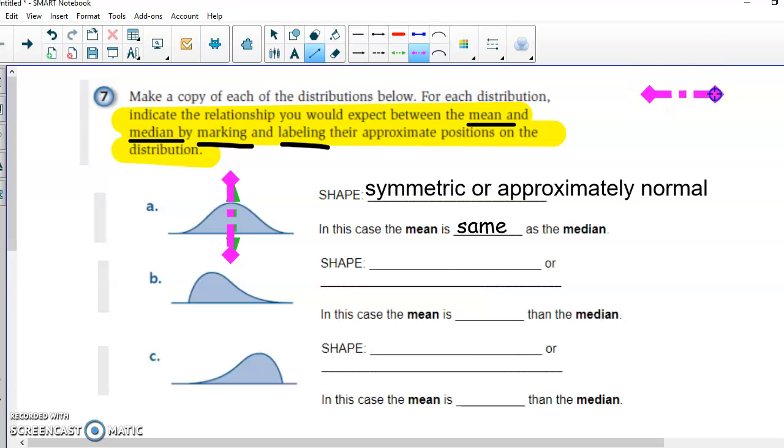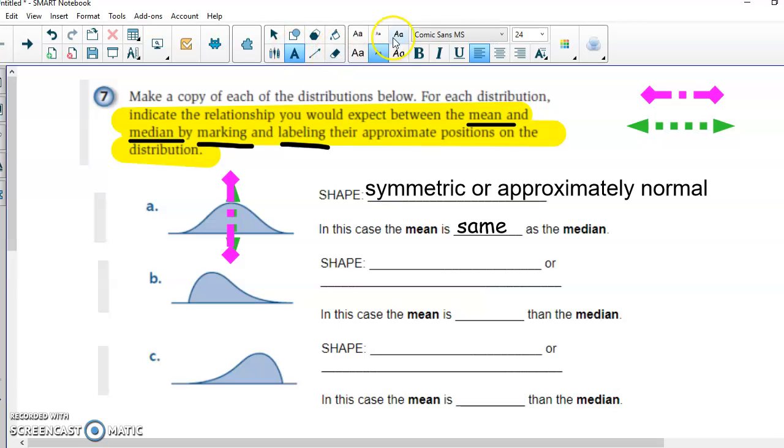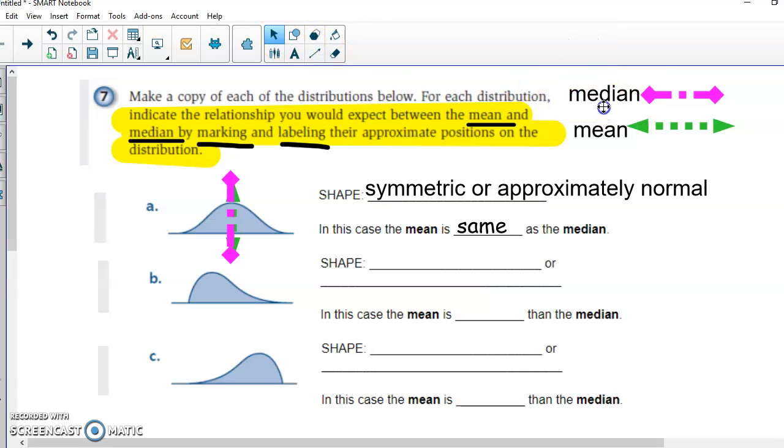Okay, so let's make a little note over here. The mean is our green lines, and our median is our purple lines.